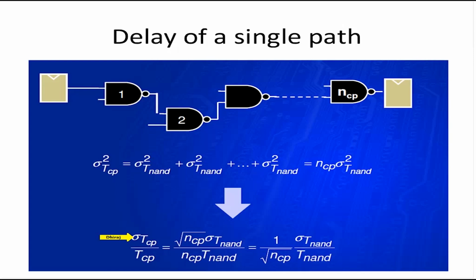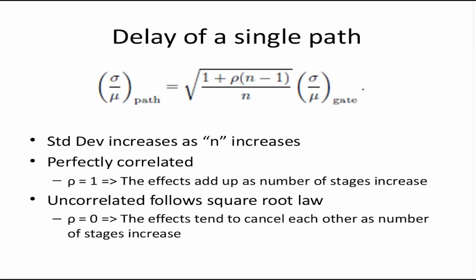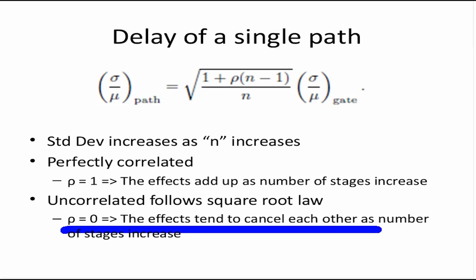Now we'll assume for now that delays are perfectly random. They are not correlated. That is, the delay of gate 1 because of process parameter variation will be independent of the delay of gate 2. So in that case, sigma of the total path will become sigma times the square root of n. So it follows the square root law. Please note, we are considering the case where rho is equal to 0, where the effects tend to cancel each other.